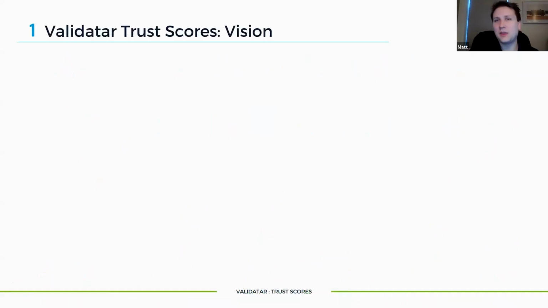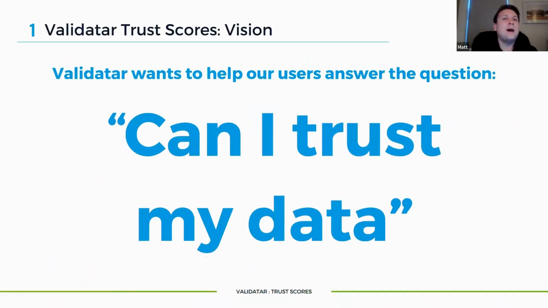Okay. So when we talk about this new section of our Validatar trust scores, we are really wanting to focus in on Validatar's core vision of helping users answer the question of, can I trust my data? And really get to the point where you can trust your data more. The idea of a trust score is really to answer that question. For this piece of data, for this table, for this file, for this report, can I trust it? And that takes a lot of different pieces of work to build up that sense of trust.